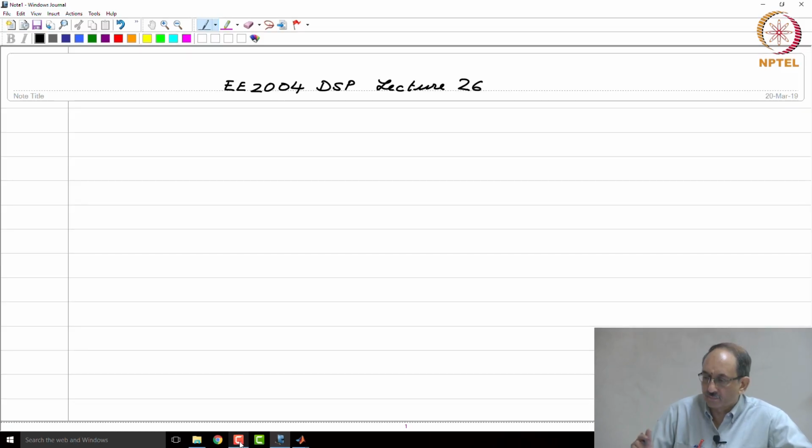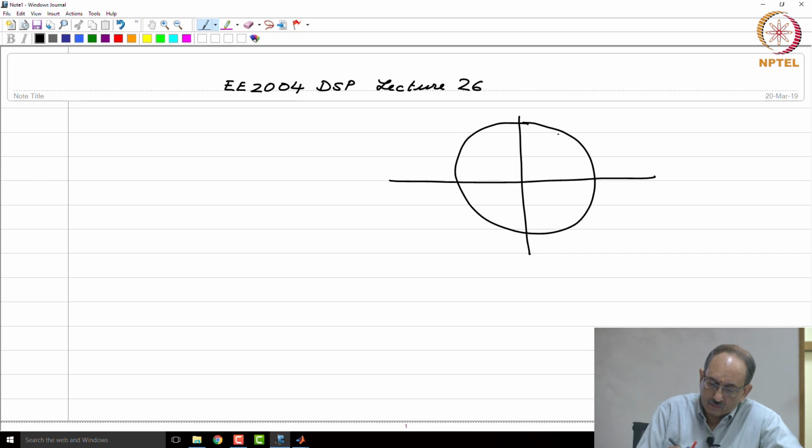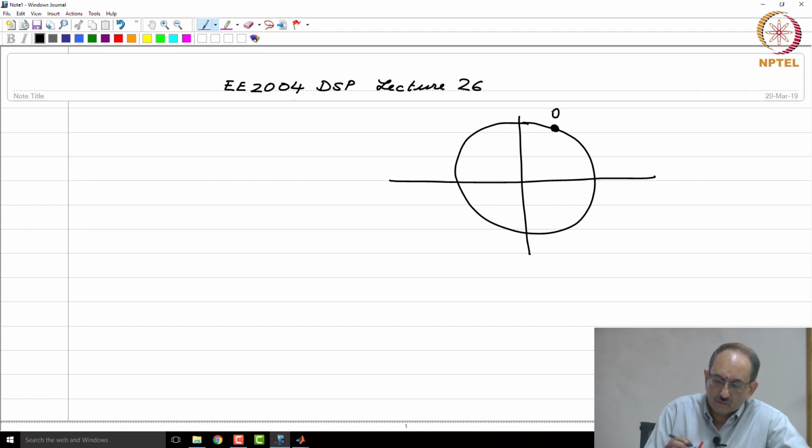Let us continue to look at some more aspects of phase response. What we had seen earlier was if you cross a 0 on the unit circle, the phase response will change by pi. Let us get some more feel for this. So, we have a 0 on the unit circle and this is at an angle of theta.